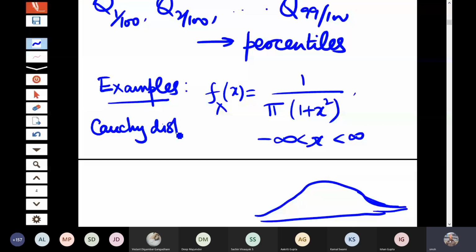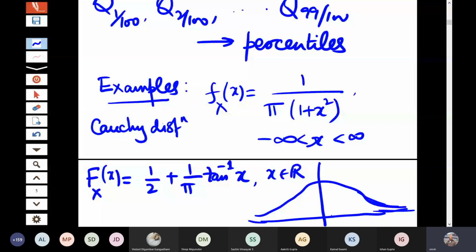So if you look at the CDF, the integral of 1 by (1 plus x square) is tan inverse x. So tan inverse x minus its value at minus infinity, which becomes minus pi by 2, will give half plus 1 by pi tan inverse x, for x belonging to R. So this is the CDF.